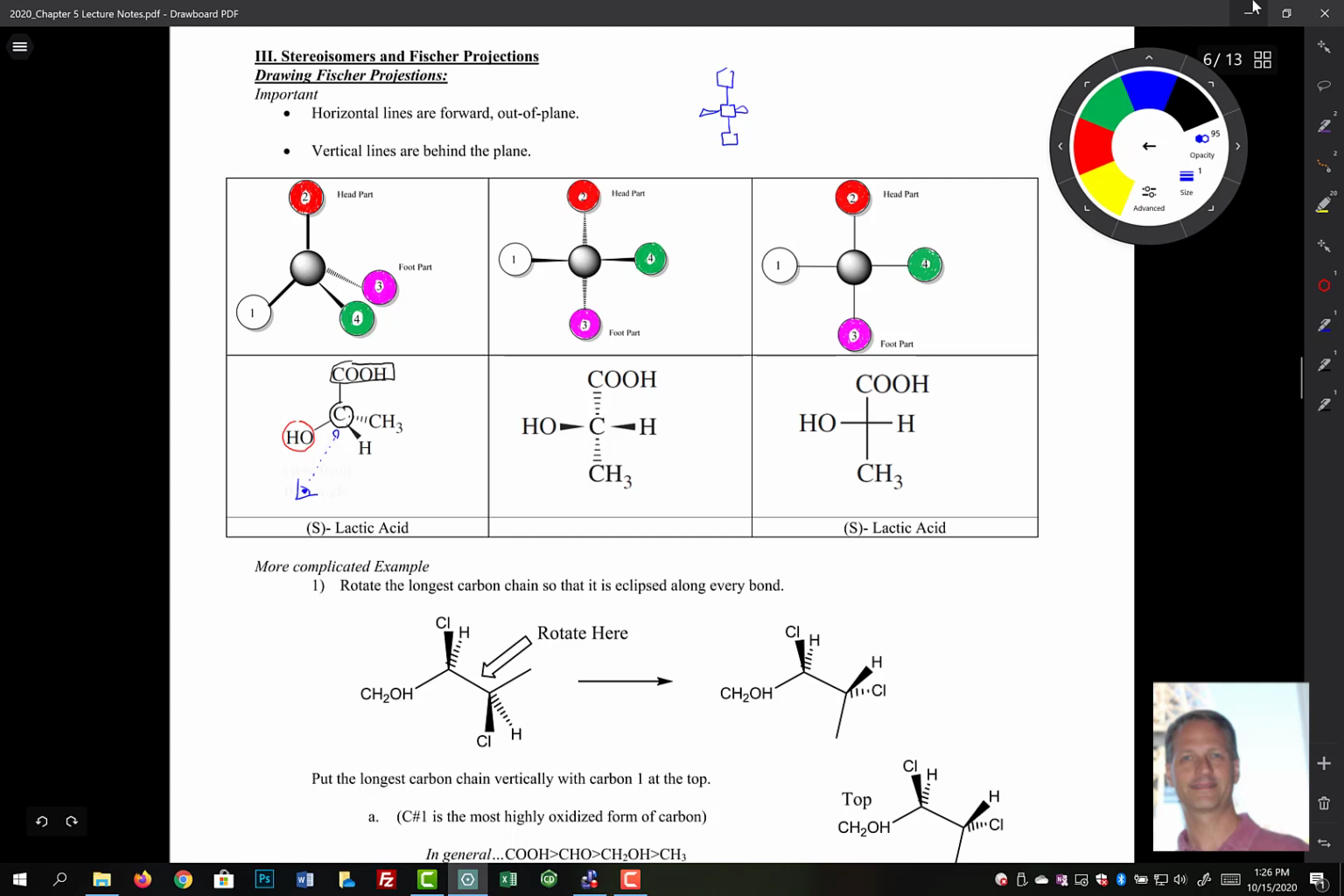Right, and then the convention is that we take these dashed lines and these wedges and we eliminate them and we draw them as just lines. That's different from a Lewis structure though, because a Fischer projection shows orientation or direction. Right, so it shows us the way atoms are pointing, essentially.